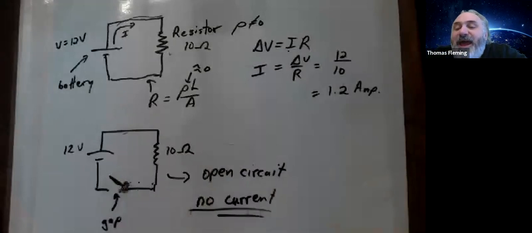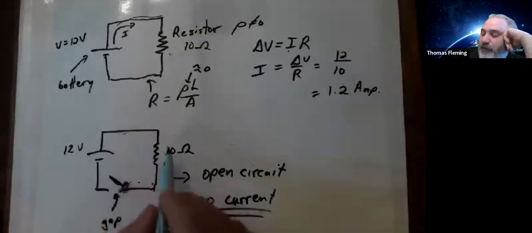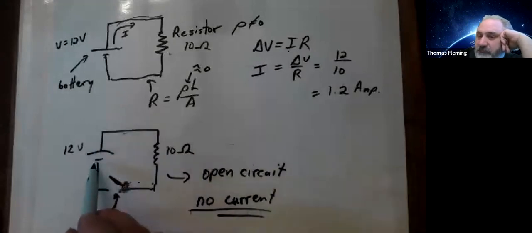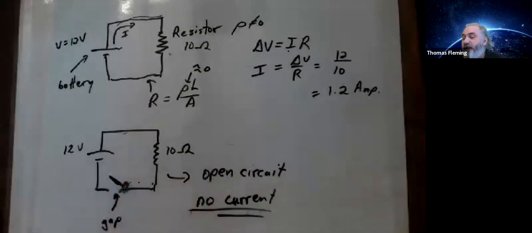So if you cannot have a complete path from one terminal of your battery back to the negative terminal of your battery, the circuit doesn't do anything at all. There can be no current flowing if there's not a path all the way through it for your various elements.